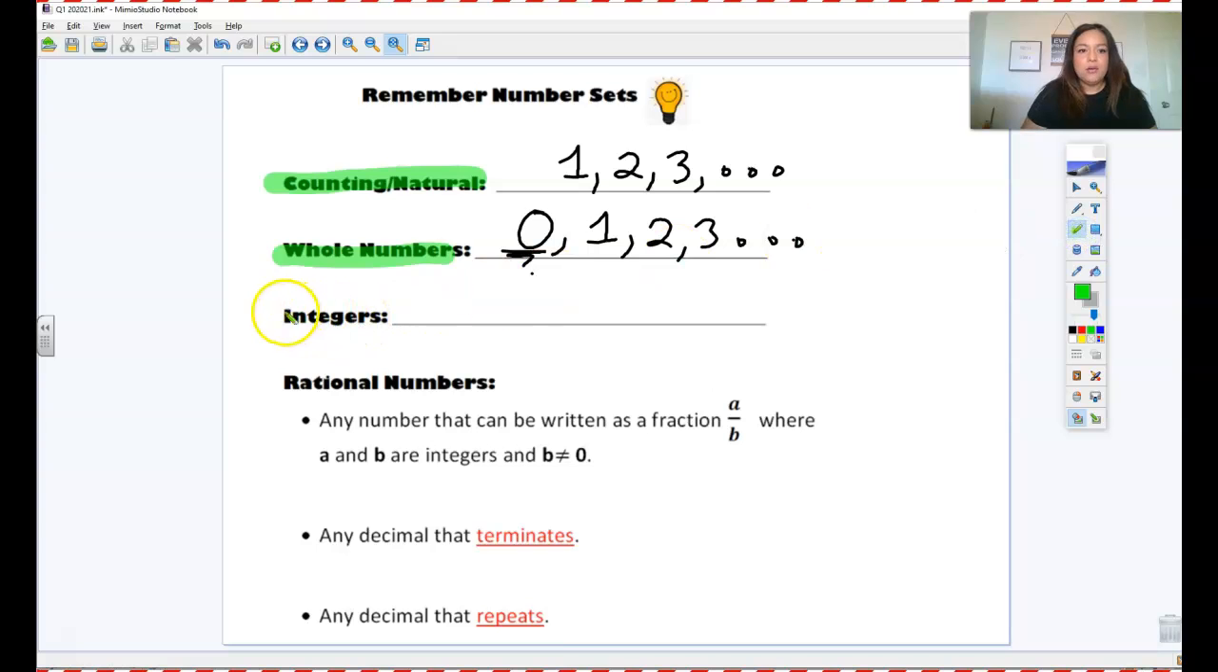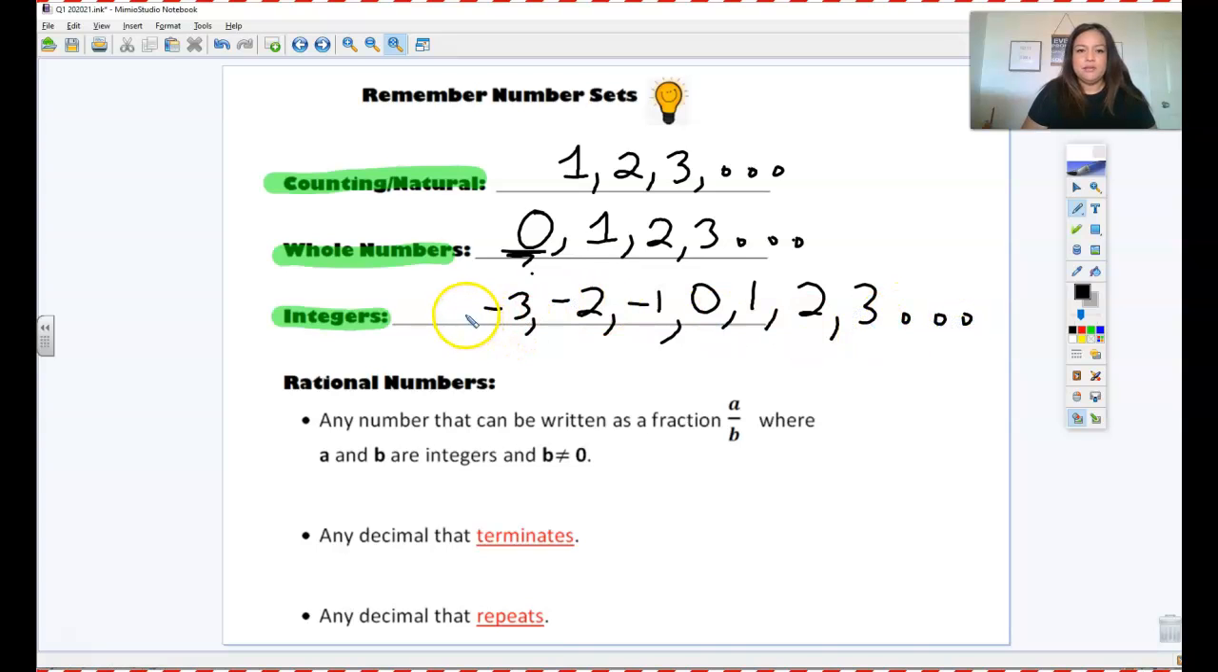Okay, now integers. Integers, I know you learned about this in 6th grade, and your 7th grade teacher talked to you about it. The integers actually includes all of these, but it's adding something to that. It's adding the negative, the opposites of these numbers right here. So the opposite of 3 is -3. The opposite of 2 is -2. The opposite of 1, -1. The opposite of 0 is 0. And it also is going to include the 1, the 2, the 3. So on and on to positive infinity, but also on and on to negative infinity.